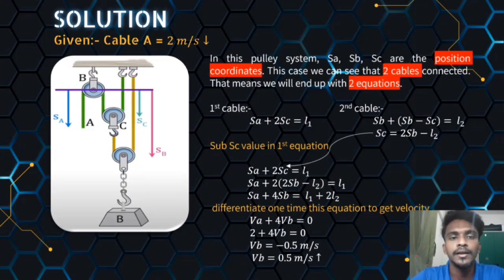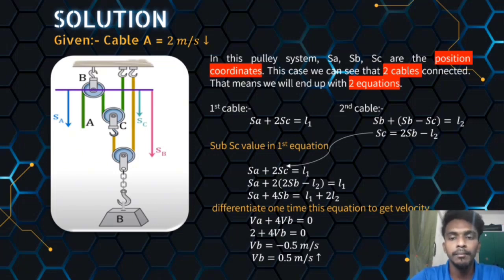Given cable A equals 2 meters per second, in this pulley system SA, SB, SC are the position coordinates. In this case, we can see two cables connected. That means we will end up with two equations. The first equation, for the first cable, is SA plus 2SC equals length 1, and for the second cable, SB plus (SB minus SC) equals the second length, L2.